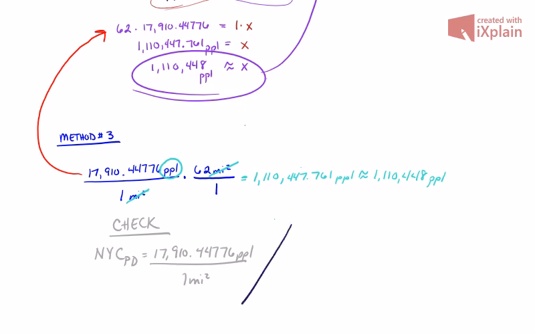So what I'm checking is, I said I need to have 1,110,447.761 people living in Tacoma, which is 62 square miles. If we do this division, so if you take this and divide it by 62, you do get a population density of 17,910.44776 people per square mile. So I'm basically just making sure that the number that I had is correct.